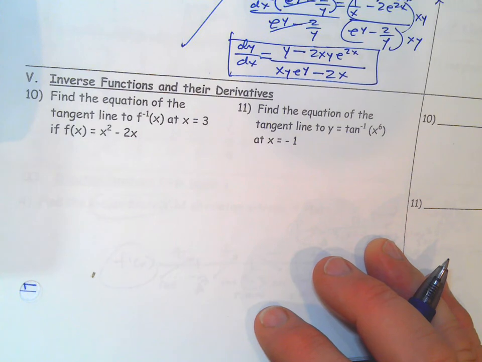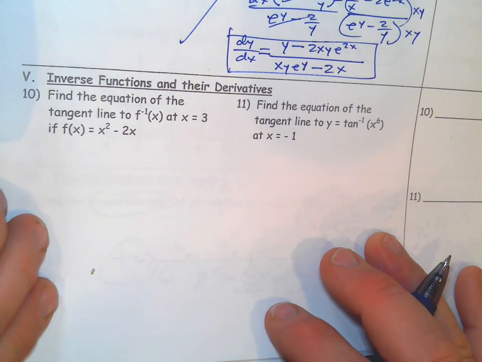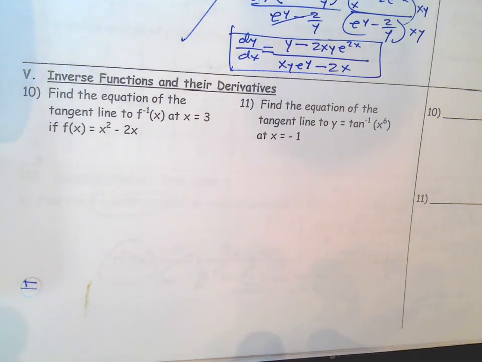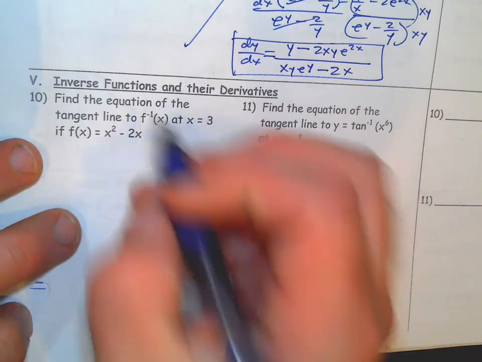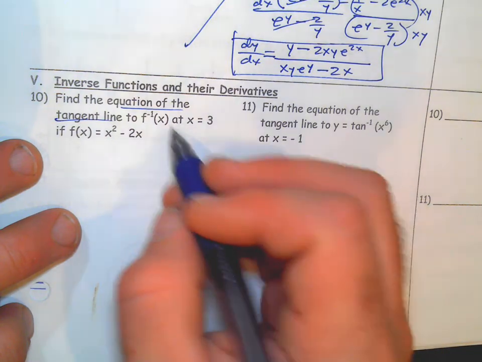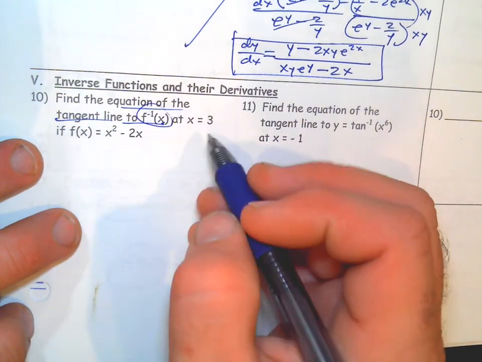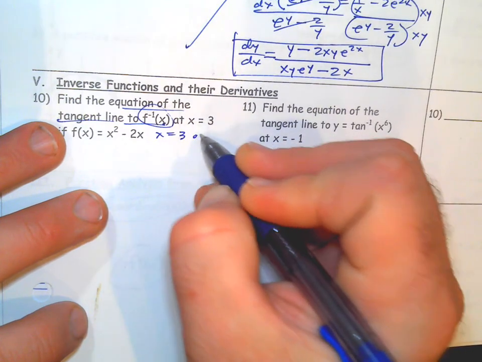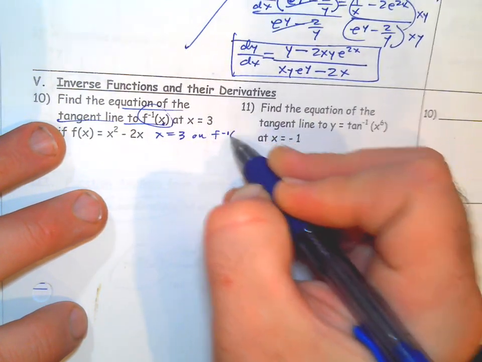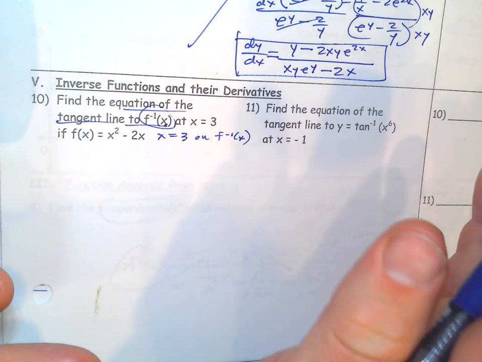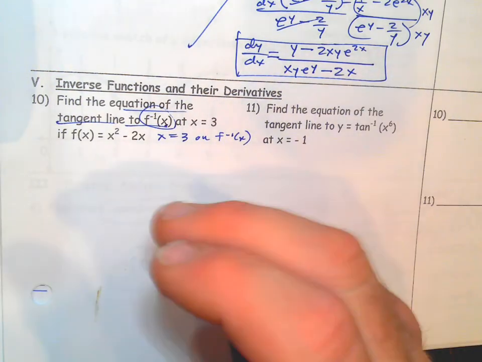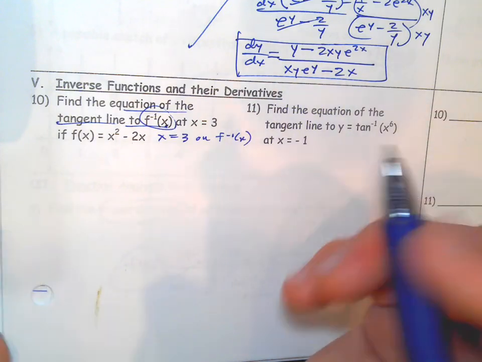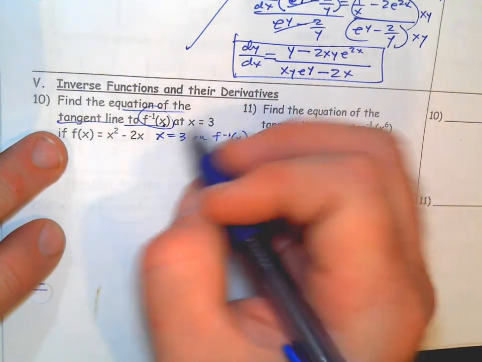Okay, inverse functions and their derivatives. So this is the whole new school thing. Find the equation of the tangent line to the inverse at x equals 3. So what I'm going to start with is that x equals 3 is on the inverse function. I like writing this stuff out. It helps me keep things straight because that's the hardest part of this problem. The derivative is easy. Plugging a number in is easy. Flipping is easy. Getting the right numbers to plug in is the hardest part.